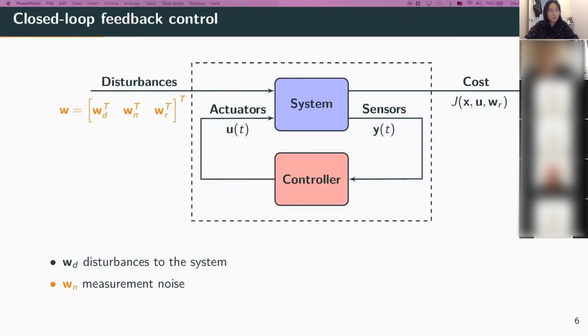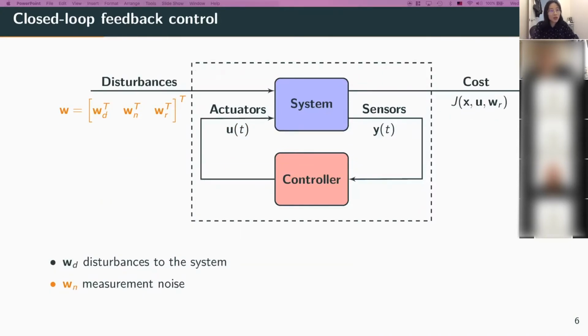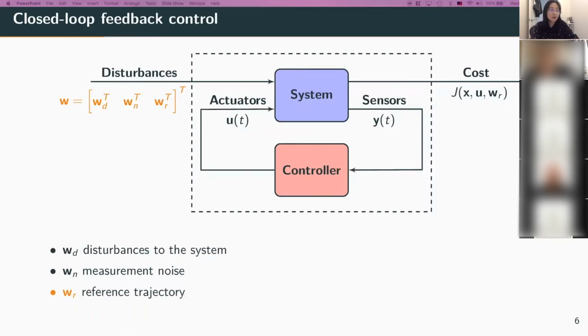In addition, we may also have external disturbances that affect the system in different ways. So here, w_d is the disturbances to the state of the system, and w_n is a vector of the measurement noise. And w_r is some reference trajectory that the system may need to keep track of.